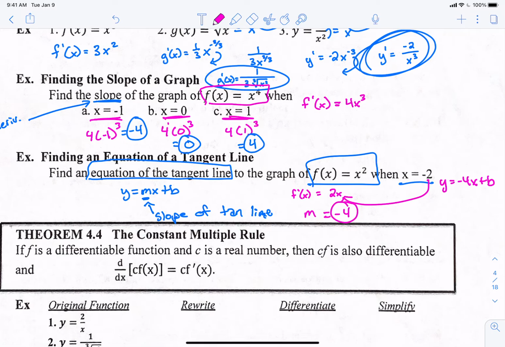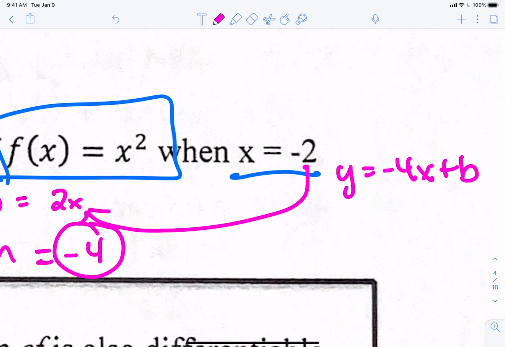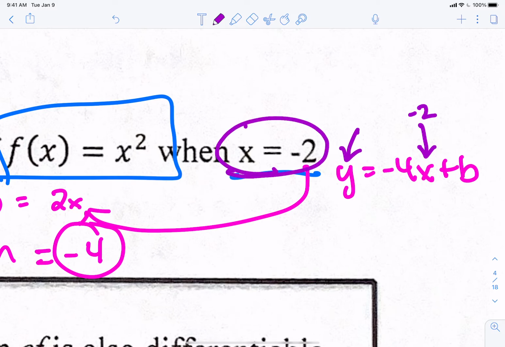Now here's the tricky part. Are you ready? They're trying to trick you a little bit here. The last thing that I need to find is the b. And to find the b, I have to plug a number in for y and a number in for x. I know that I'm going to plug -2 in for x. But what do I plug in for y? I don't know what the y is. I have to go looking for the y value. If x is -2, what's the y value going to be on that graph? Plug it into the original to find the y value, right?